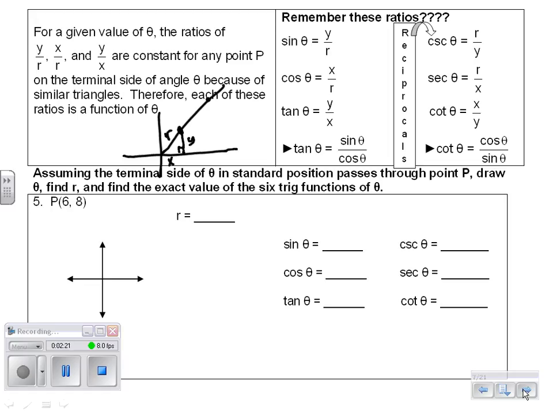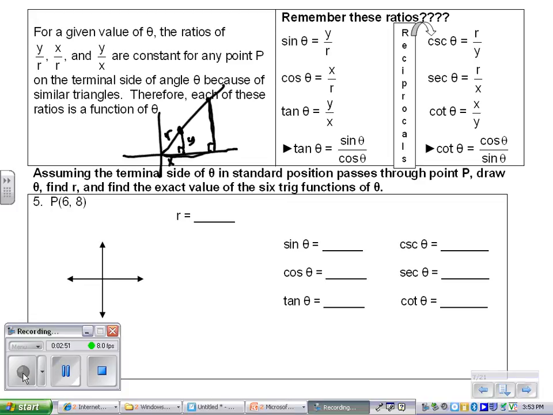But what if point P was up here? If I drop that perpendicular, notice that my x and my y and my r are larger now, but the ratios are the same because those are similar triangles. So it really doesn't matter where point P is. Our ratio of y to r, or x to r, or y to x will be constant. Now you have to know your ratios.